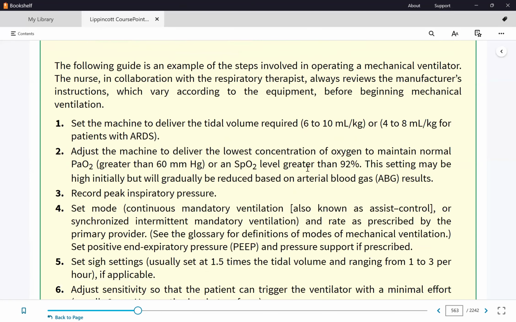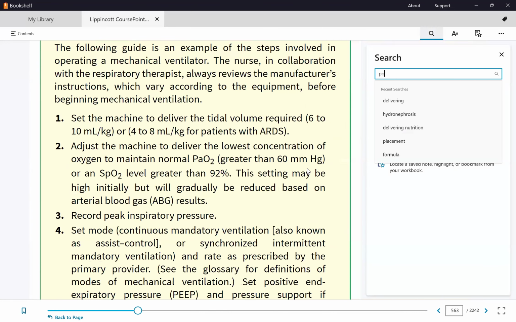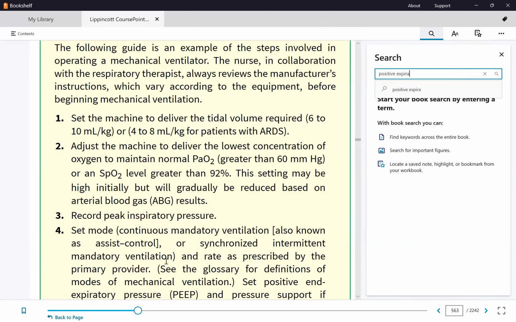positive. Because it's not in this chapter. Okay.